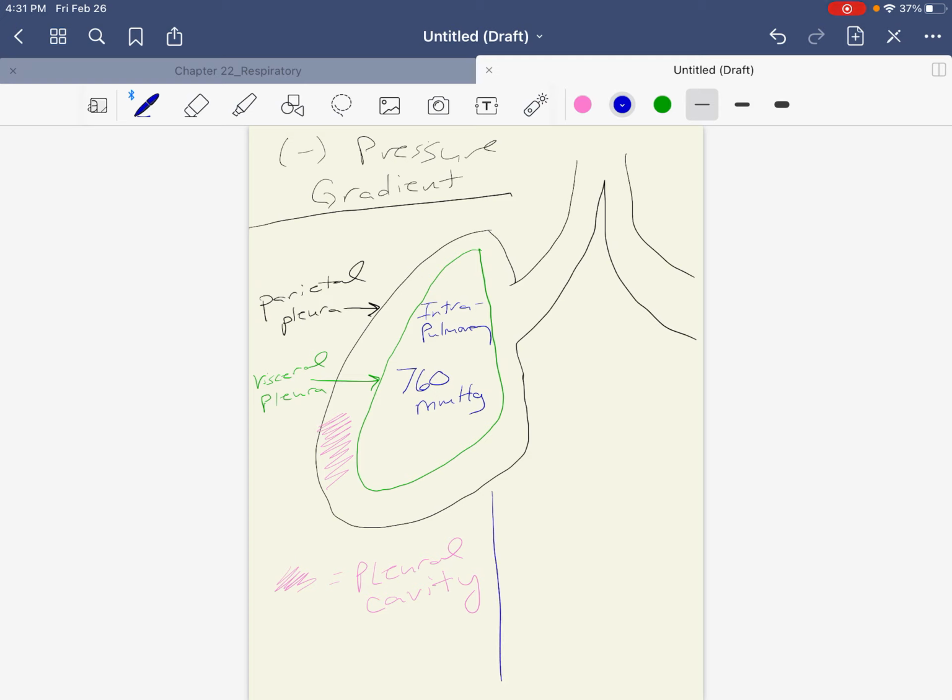So we're going to compare pressures here, okay? We're going to talk about the intrapulmonary, and that's inside the lungs. But we're also going to talk about the intrapleural pressure. So now we're going to talk about the intra, or within the pleural cavity, the intrapleural pressure. That's what we're talking about here, right? Intrapleural pressure. Well, whatever the intrapulmonary pressure is, in this case it's 760 millimeters of mercury, the intrapleural pressure has to be less. So let's say if the intrapulmonary pressure is 760 millimeters of mercury, then the intrapleural pressure is going to be 756 millimeters of mercury.